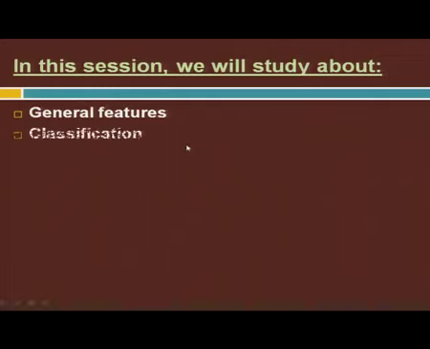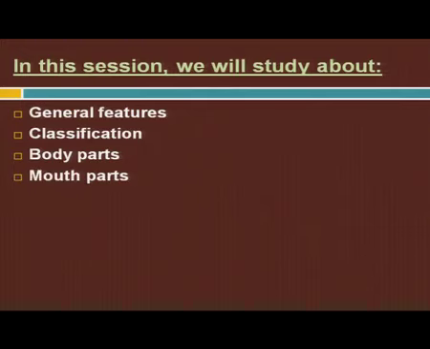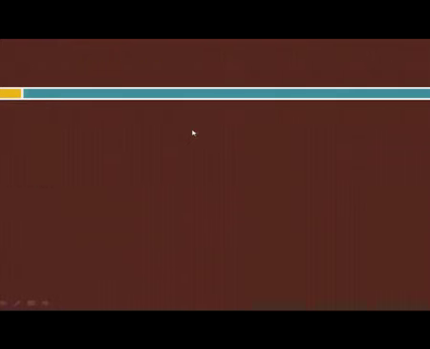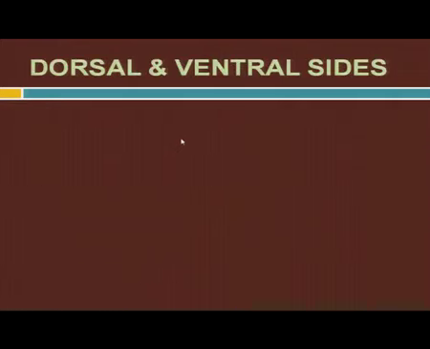In today's session we will study about the general features of a cockroach, its classification, the body parts, how it is divided, the mouth parts, its legs and wings. We will study about the alimentary canal, the anatomy of the alimentary canal of cockroach, as well as the blood vascular system. So, let us begin first with the dorsal and ventral side.